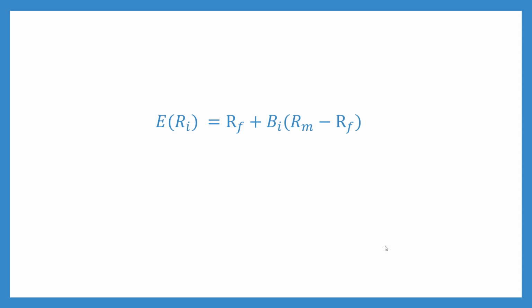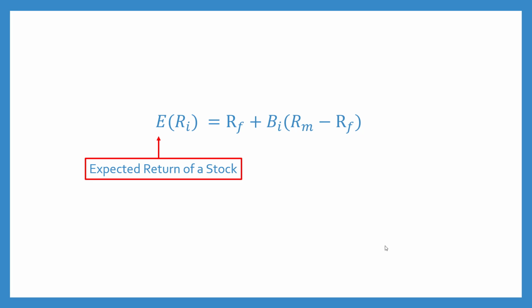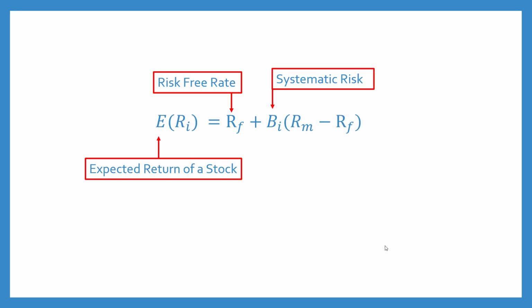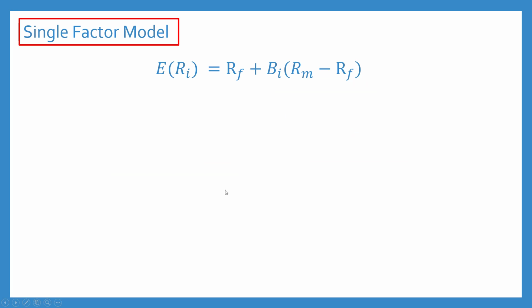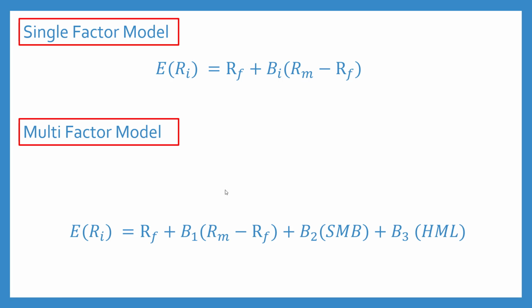So let's get started. Let's discuss the CAPM and the difference between the CAPM and the FF model. In the CAPM, we have the expected stock return, and what it says is that the expected stock return is equal to the risk-free rate plus the systematic risk of the stock. This RM minus RF is what we call the market risk factor. The CAPM is what we call a single-factor model. Then we have different multi-factor models.